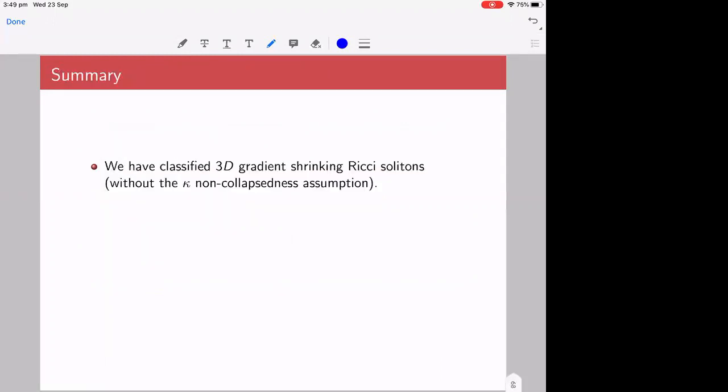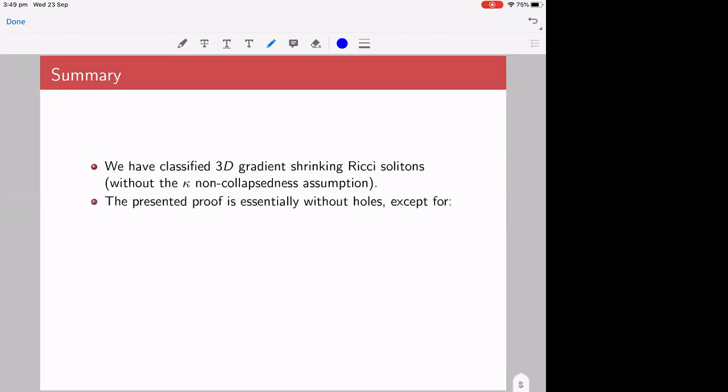So to conclude, I think one of the great advantages of this theory that I've just discussed in these last two lectures is that not only have we classified the three-dimensional gradient shrinking Ricci solitons, but we actually did it without assuming that our Ricci solitons were kappa non-collapsed. If you're familiar with the Ricci flow literature, it seems that quite often classifications that are done on ancient Ricci flows rely on this sort of volume non-collapsing assumption.